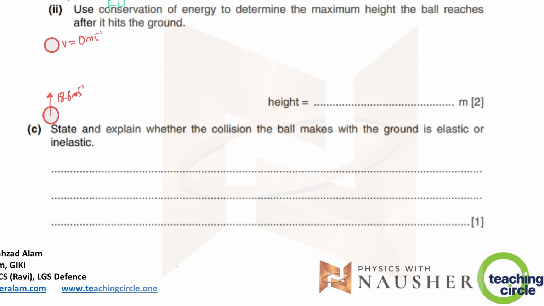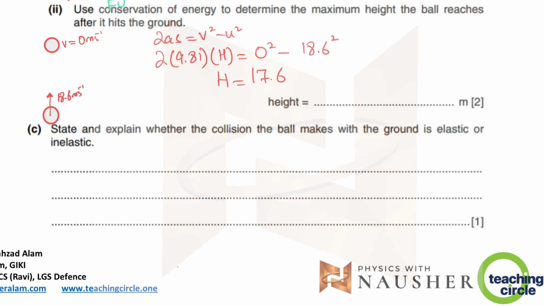Now in this part, they're asking you to calculate the maximum height the ball reaches after it hits the ground. So you know that at that height, the final speed is going to be 0. So we'll use the equation 2as equals v squared minus u squared, where acceleration is going to be 9.81 and the height is h and the final speed is 0 and the initial speed is 18.6 squared. And from here you get your height as 17.6 meters.